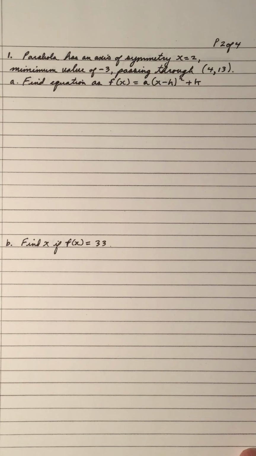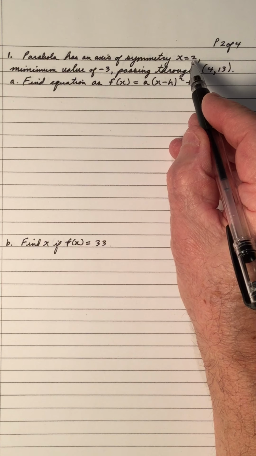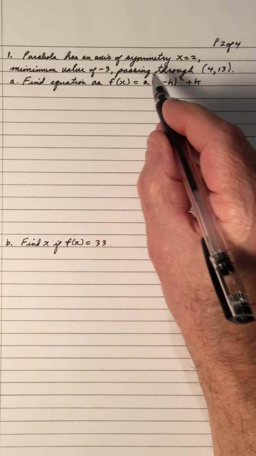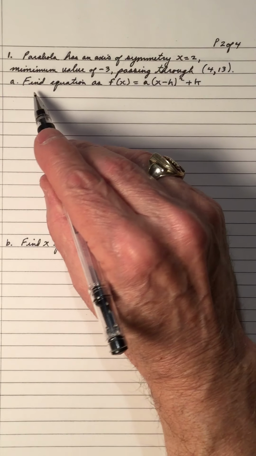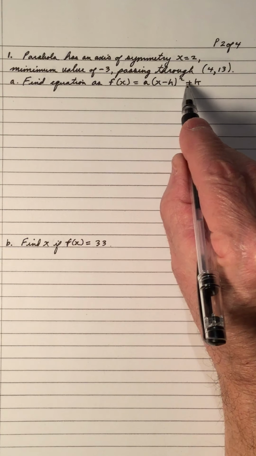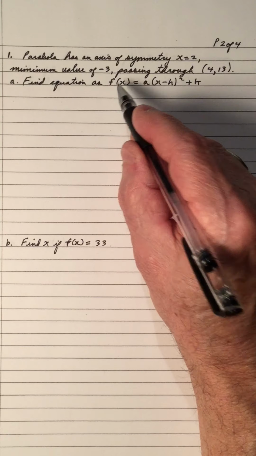Hi, welcome to my video on finding the equation of a parabola using the f of x function notation. Number one, a parabola has an axis of symmetry of x equals 2, a minimum value of negative 3, passing through the point (4, 13). A, find the equation as f of x equals a times (x minus h) all squared plus k, and that's the vertex form in function notation.